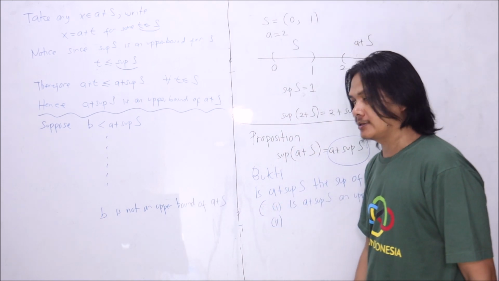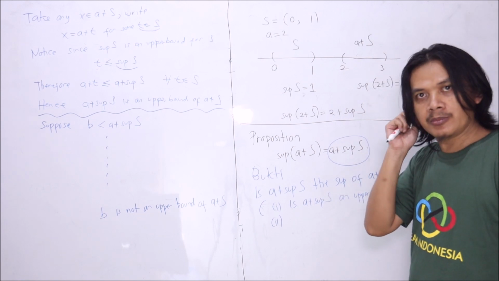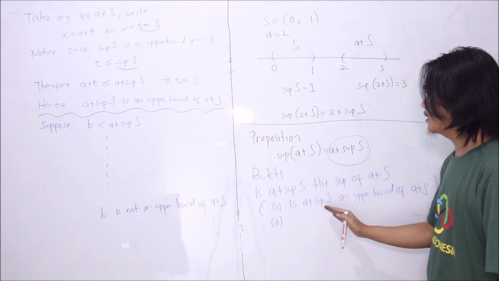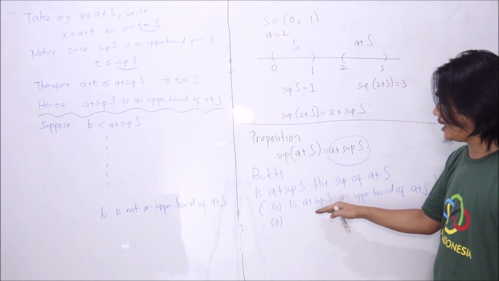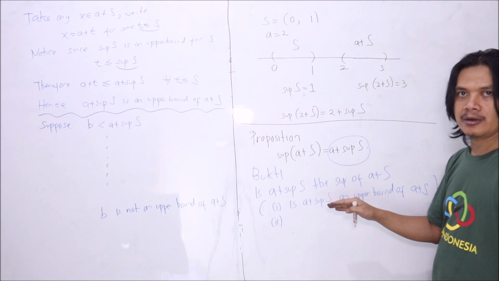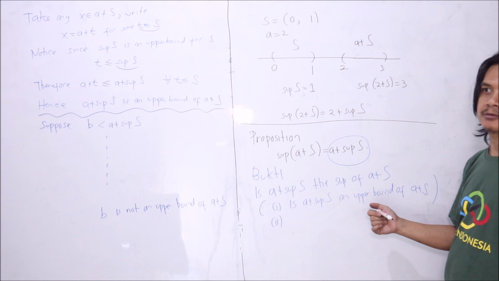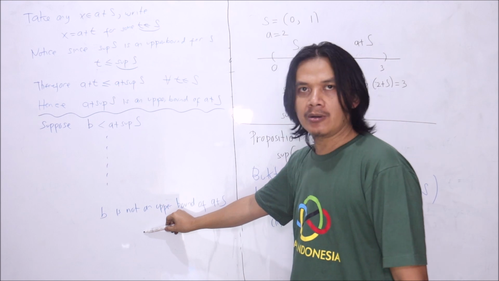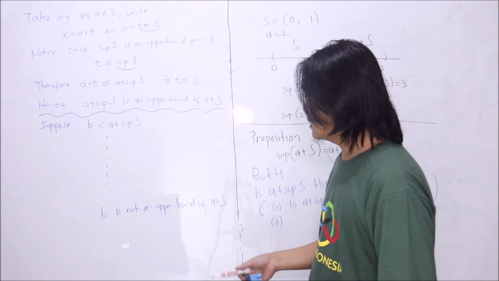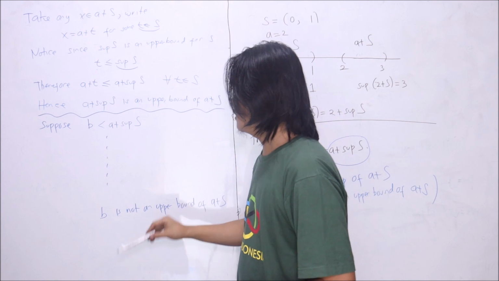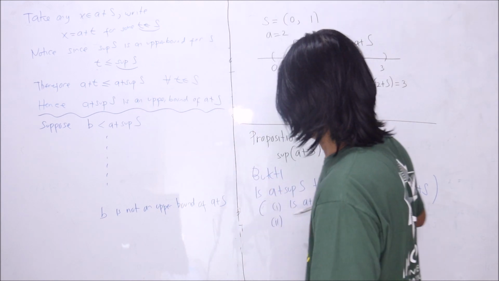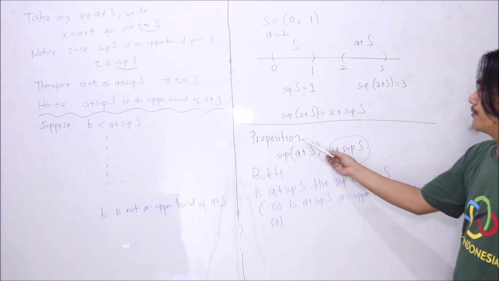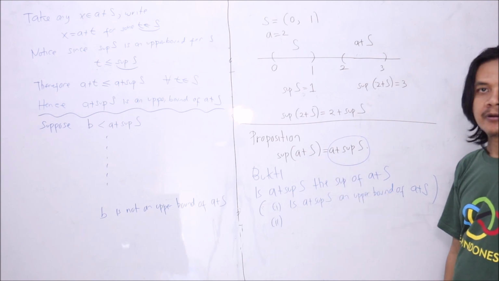That's the meaning of a number being a supremum: that it is an upper bound, and for any other number that is less than this one, that number has to be not an upper bound. So this is our starting point, and this is our ending. We want to show that B is not an upper bound. If we can show that, then we have verified that indeed A plus sup S satisfies the definition of the supremum of A plus S.